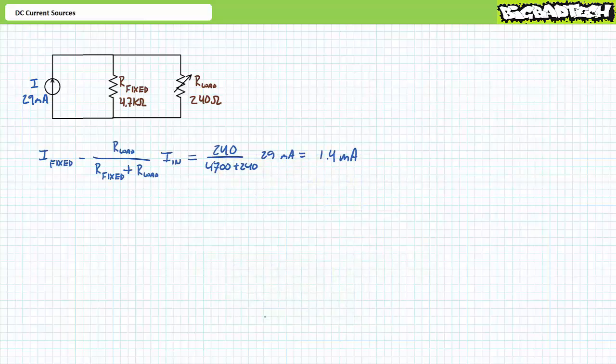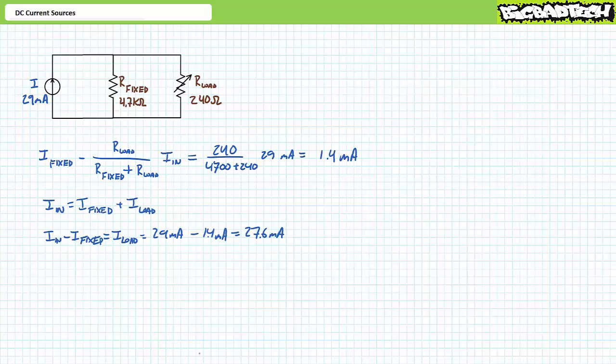The DC current divider rule set up to solve for the current through the fixed resistor is equal to the resistance of the element not of interest, in this case, the variable load resistor, divided by the summation of these resistances, fixed plus load, times the incoming current, in this case 29 milliamperes. Substituting our given values yields current through the fixed resistor to be 1.4 milliamperes. We could use another application of the DC current divider rule to solve for the current through the load resistor.